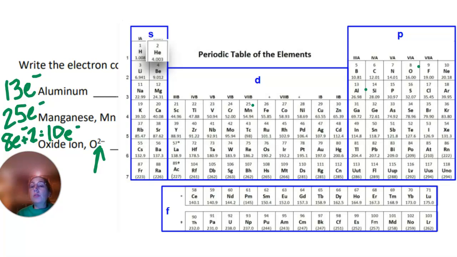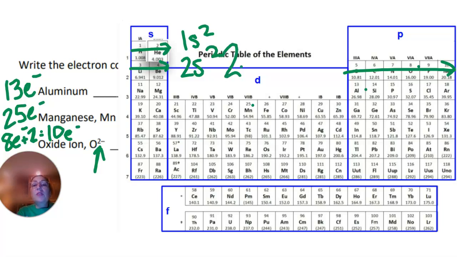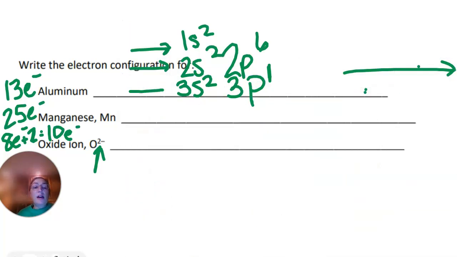Okay, let's look at aluminum first. We're going to fill the 1s2. Then we're going to come down and fill the 2s2. Then we're going to go over here and fill the 2p6. And then we're going to fill the 3s2. And then we're going to put 1 electron at 3p, a 3p1. So tempting to put that 6 at the end because we're just so used to doing that.